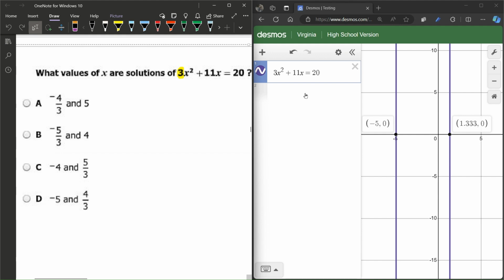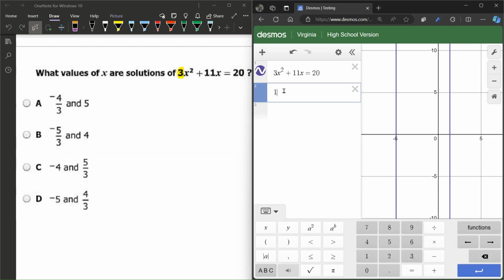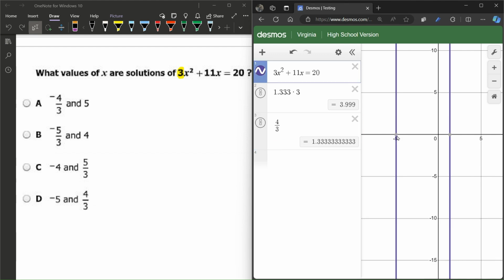So take the decimal and multiply it by 3 and round it to the nearest whole number. So in this case, it was 4, right? So that means that 4 divided by 3 gave me 1.33333. So my two answers are negative 5 and 4/3, which is D.